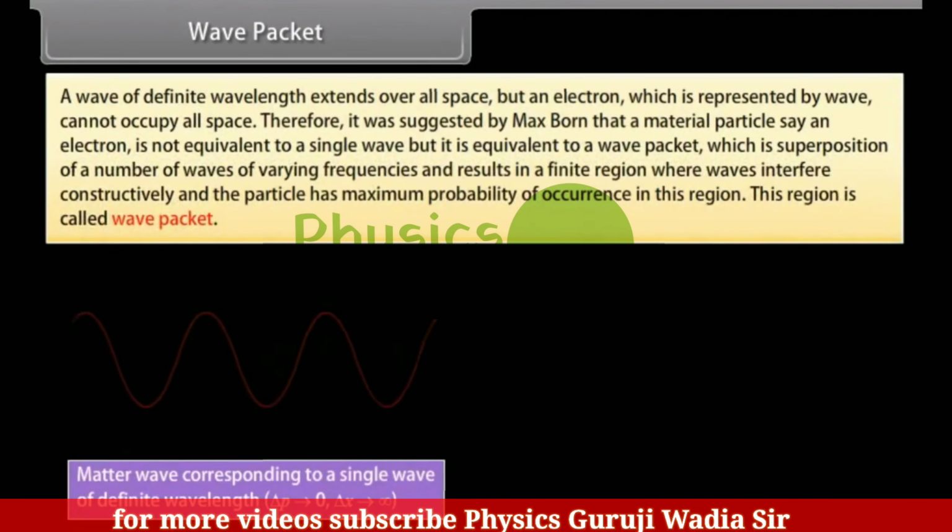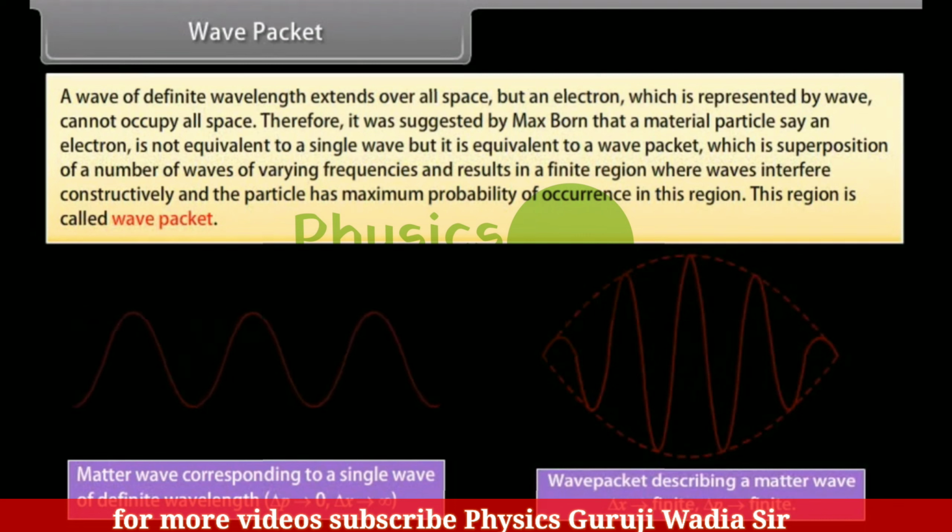A wave of definite wavelength extends over all space, but an electron, which is represented by a wave, cannot occupy all space. Therefore, it was suggested by Max Born that a material particle, say an electron, is not equivalent to a single wave, but it is equivalent to a wave packet, which is a superposition of a number of waves of varying frequencies and results in a finite region where waves interfere constructively and the particle has maximum probability of occurrence in this region. This region is called a wave packet.